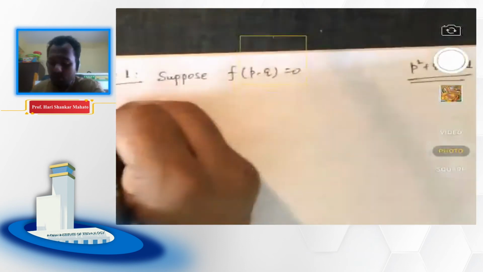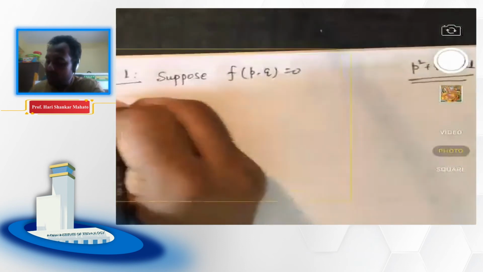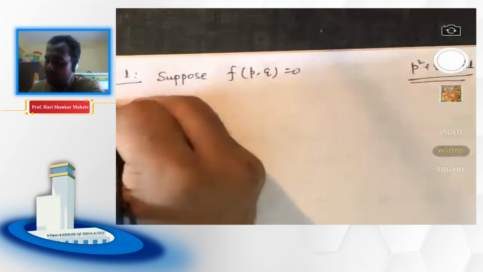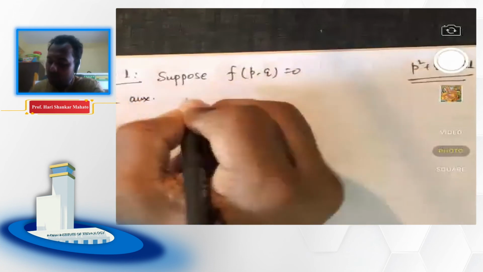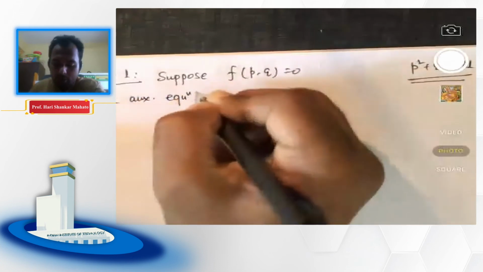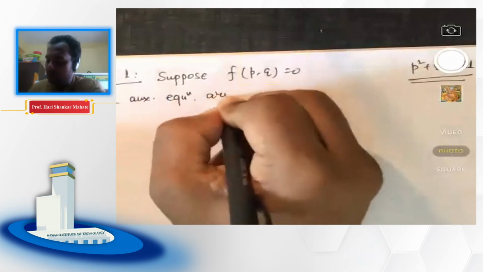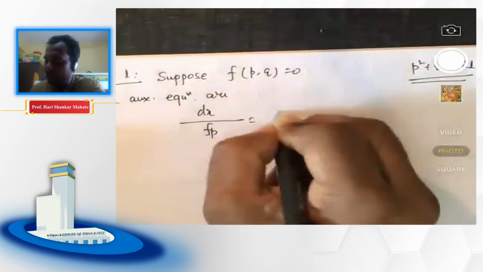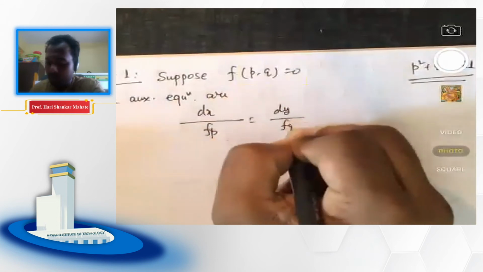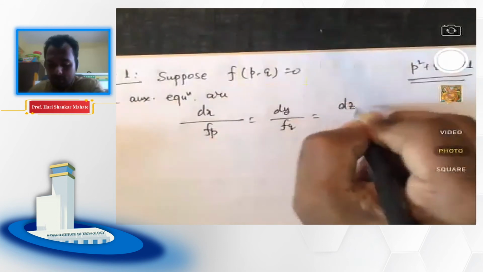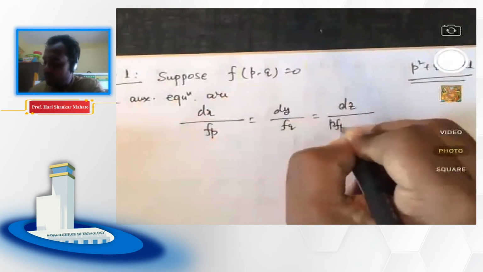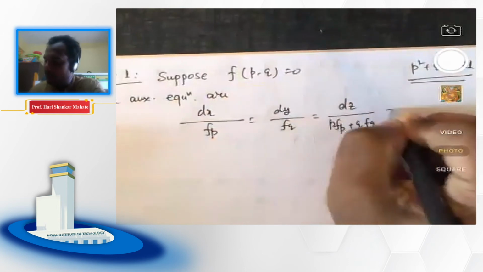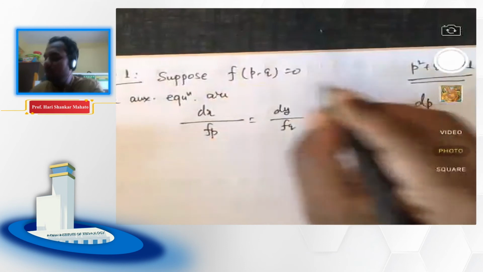Then I can write the auxiliary equations. If I write the auxiliary equations, they are dx by fp, then dy by fq, then dz by p fp plus q fq, and then dp by whatever expression you have, involving fx and fz.